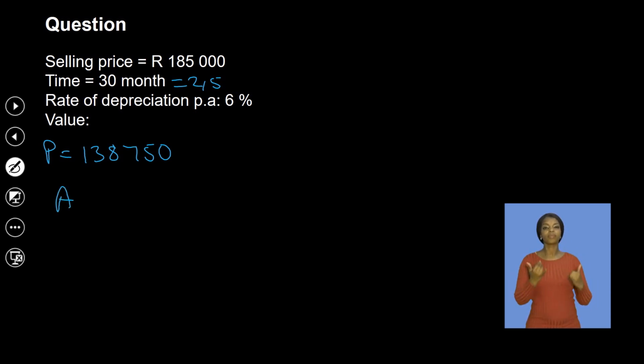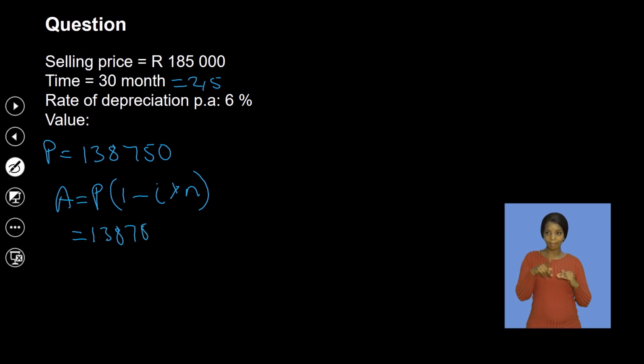So I will need to find what A is. That's P(1 - in). I would advise that you always start with your formula, guys, so that you know what you are substituting where, and not just substitute anywhere, because you know nerves are playing with us when you're writing exams. So at times we might miss a substitution. And then the interest is 6%, so it's 0.06 multiplied by 2.5, and that's going to give me the value.